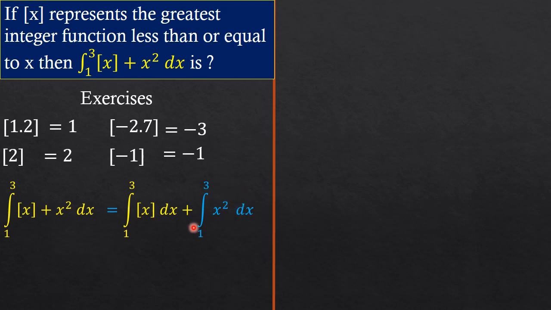We can evaluate this conveniently. The integral of x squared dx is very cheap. We are going to use the power rule, that is, we add 1 to the power and divide by the new power. We are going to have 1/3 x cubed. The limits of integration are from 1 to 3.